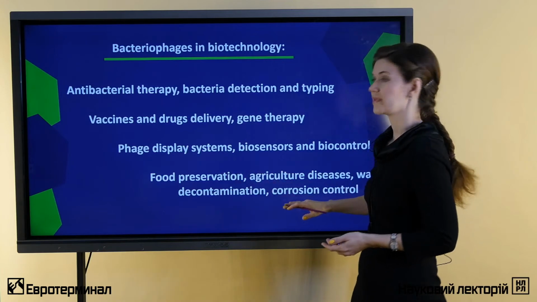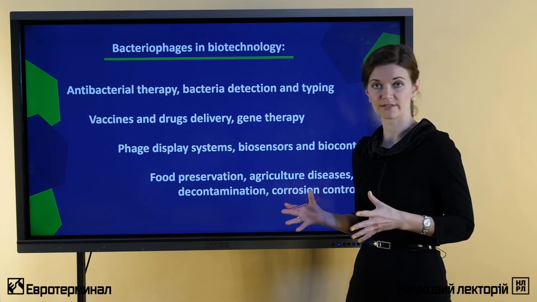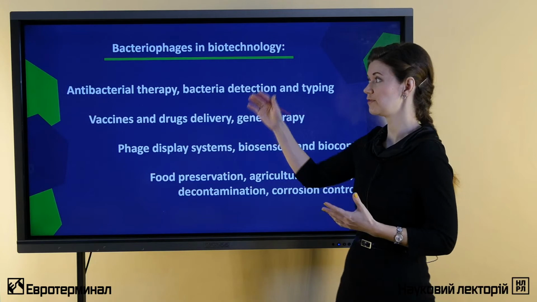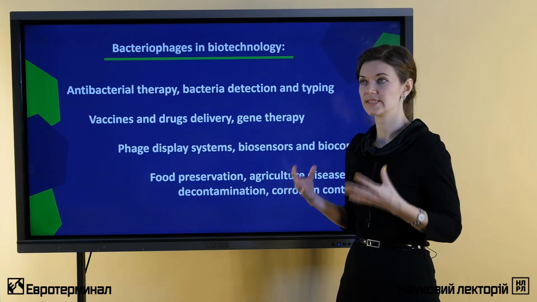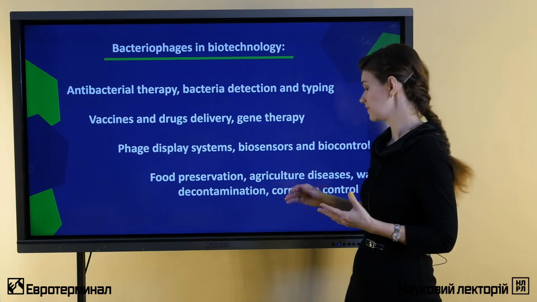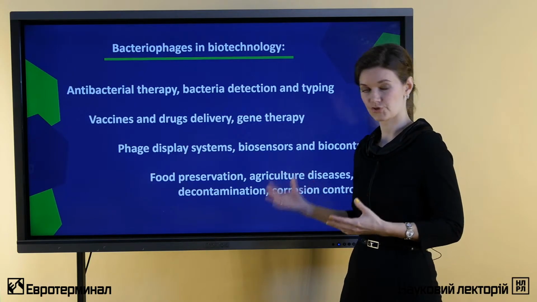Corrosion control. Yes, bacteria can cause corrosion and spoiling of metals, and the treatment of these materials with bacteriophages can also keep them safe and stop them from being ruined by these bacteria. So phages can also help to fight corrosion.